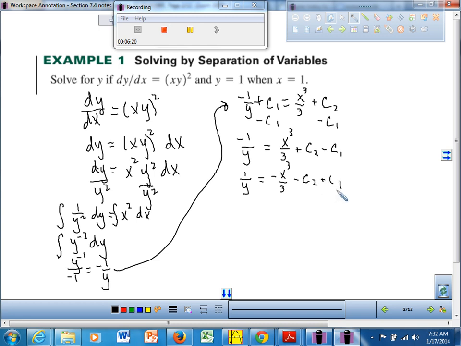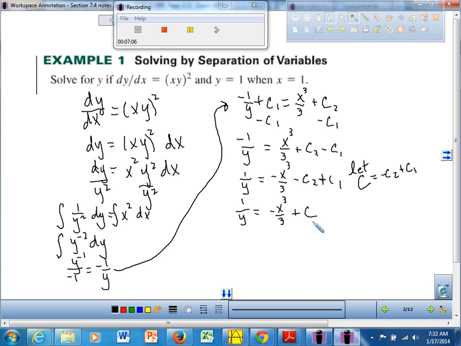Okay? Now what? Since it's negative, why is it still plus? Oh, never mind. I switched them. Yep. Do you multiply by y? We're going to multiply by y and then divide by everything else. But right here, I'm going to rename my constant. I'm going to say let's let C equal negative C2 plus C1. So now what I have is 1 over y equals negative x cubed over 3 plus C.